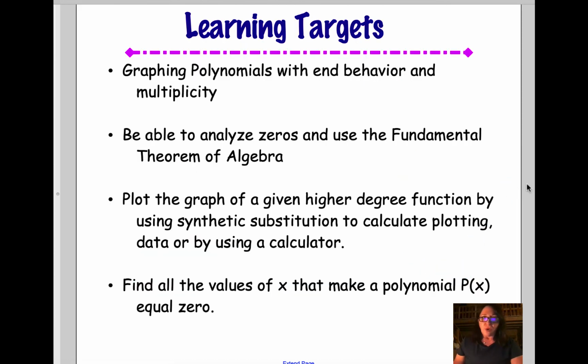Cool. Okay, so our learning targets today are to talk about end behavior and multiplicity. That's a big deal. I did start talking about this in my last lesson on day 3, so if you didn't get a chance to watch that video, you should try to. Be able to analyze the zeros using the fundamental theorem of algebra. Plot the graph, possibly use synthetic substitution, and then find all the values of x that make the polynomial equal to 0. That means I want to find all of the x-intercepts or my zeros. Find all of the zeros, because sometimes my zeros are not going to be real numbers.